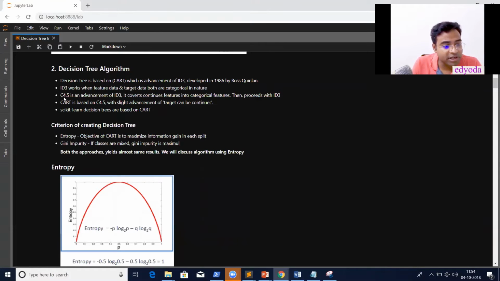With time, we got another advancement, C4.5, which is based on ID3 and converts continuous features into categories. The feature data can now be continuous with C4.5. The target is still categorical. A later advancement came, CART, which is based on C4.5, where the target can also be continuous. The decision tree implementation of scikit-learn is based on CART.